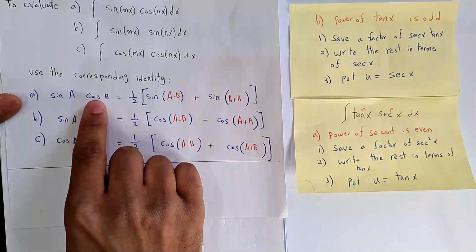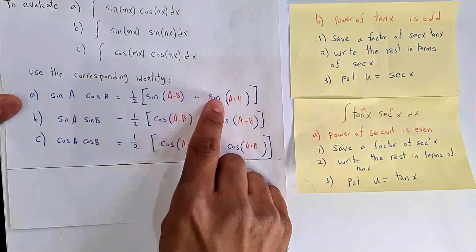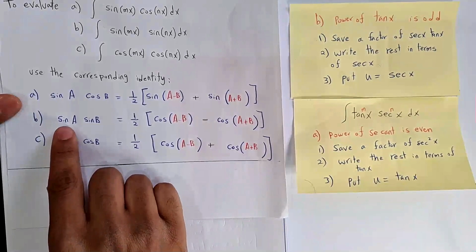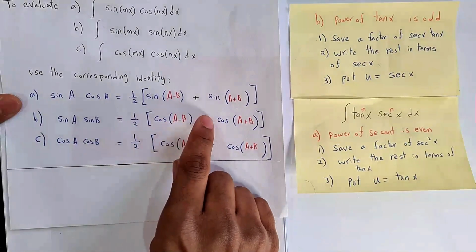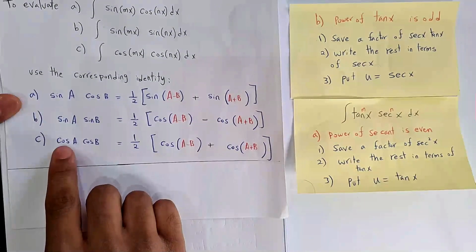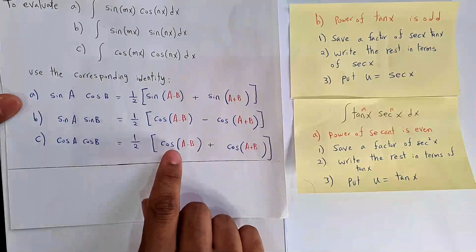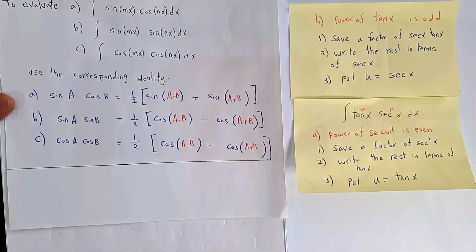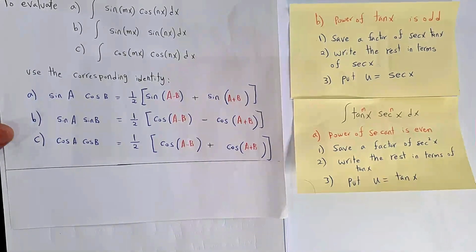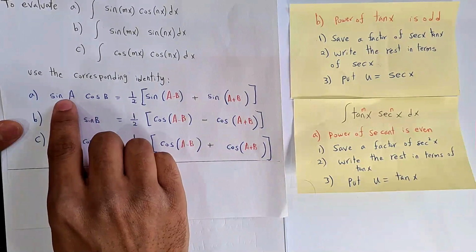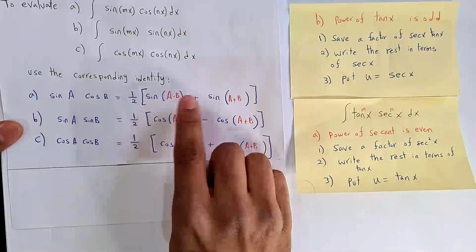Sine a cosine b equal half sine the subtraction plus sine the addition. Also, sine a sine b equal half cosine the subtraction minus cosine the addition. The last one is cosine a cosine b equal half cosine the subtraction plus cosine the addition. What is the idea behind this? Look here. We have a product of trig functions and we end up with an addition of two trig functions.